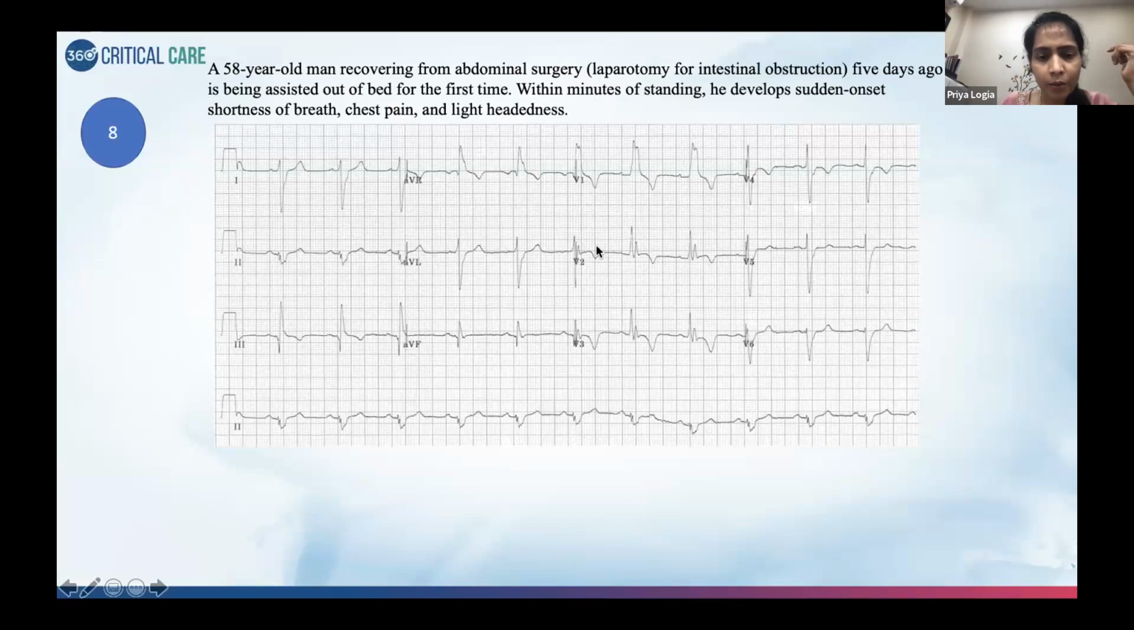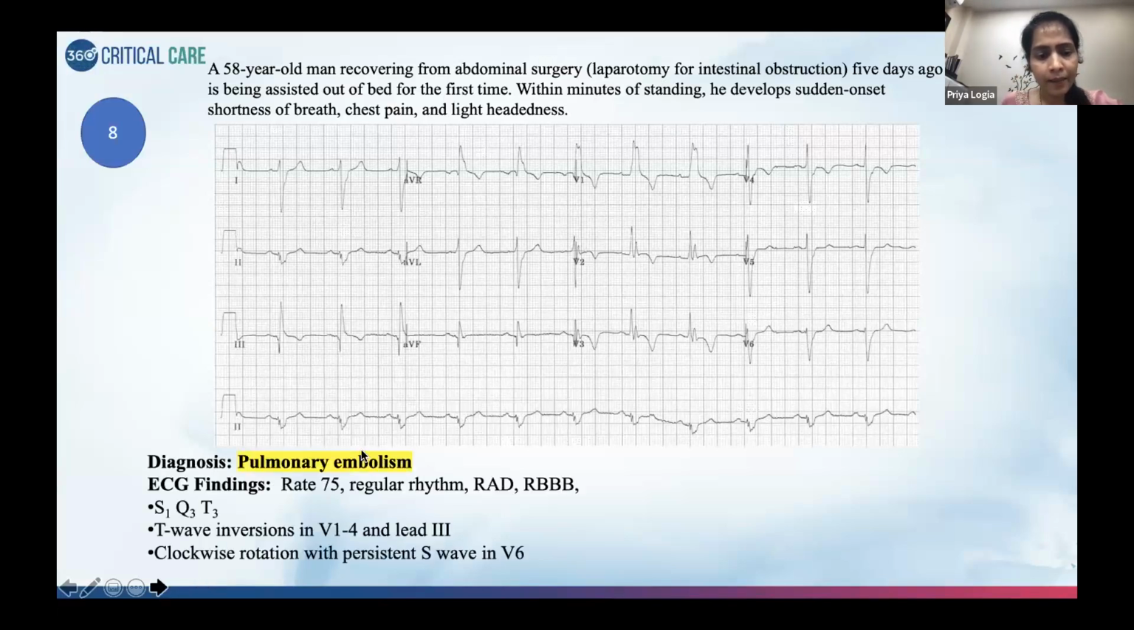So anyone who wants to interpret this? RBBB, S1 Q3 T3. Okay. So stepwise, go ahead. P, QRS, and then rate, rhythm, right axis deviation, and V1. Whenever you see an R wave, RSR' or this pattern, RBBB kind of pattern, you will have to think of something very important, and the history is very typical.